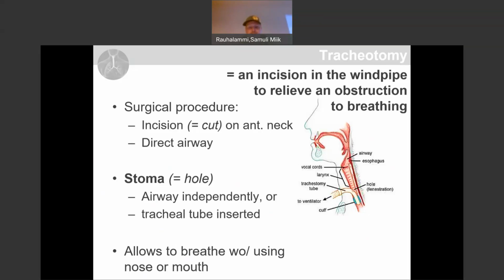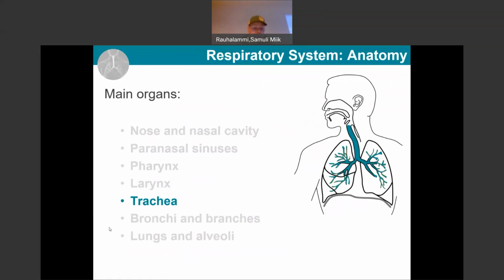That brings us to talk about the trachea a little bit. So the trachea starts at the cricoid cartilage of our larynx and then continues all the way down until it divides into two primary branches, the primary bronchi, that actually enter the lungs. So let's have a look at the trachea a little bit.